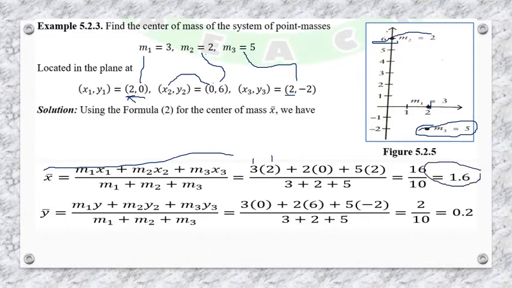Sa y bar naman, sulat nyo lang, just copy their masses, and then replace lang natin ng y sub 1, y sub 2, and y sub 3. So, ang y sub 1 natin this time is 0. y sub 2 is, replace it by 6, and then y sub 3 is negative 2. So, we have y bar equals 0.2.